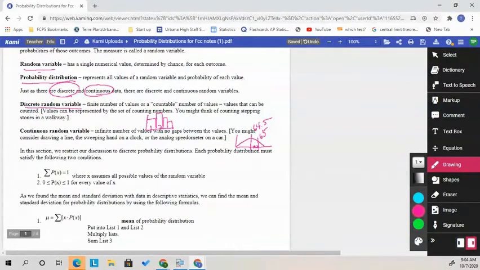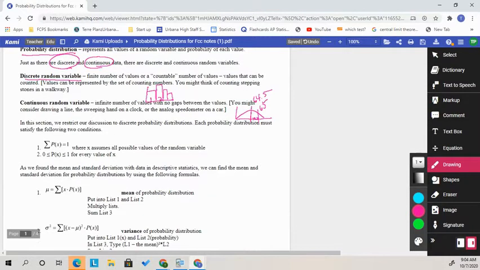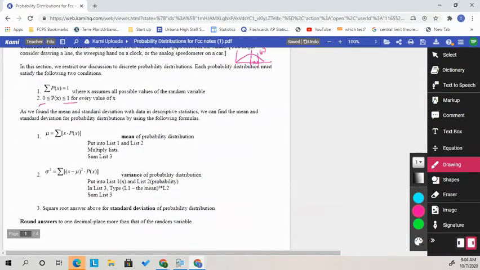All right. In this section, we're going to talk about these discrete distributions. So remember, all probabilities have to add up to 1, and you can't have negative probabilities. Your probabilities always have to be between 0 and 1. We're going to calculate also the mean and standard deviation. So you want to take a look at this.